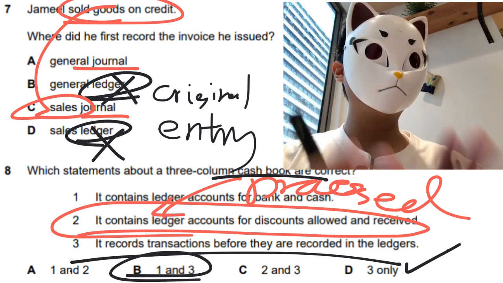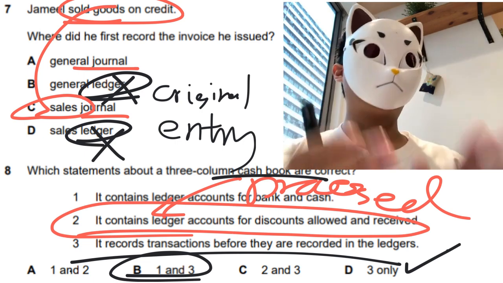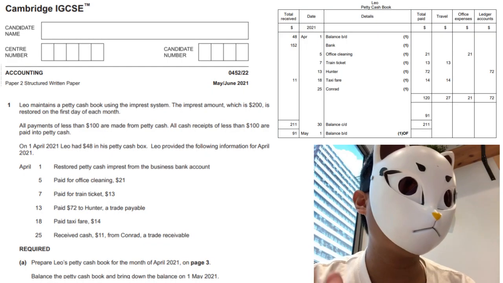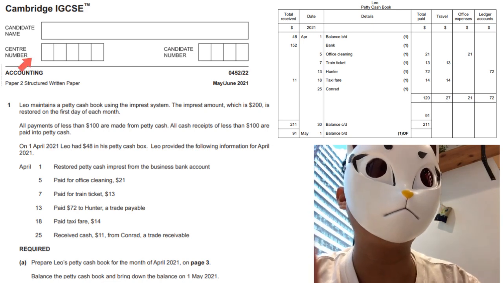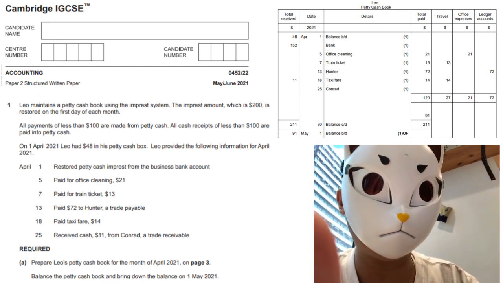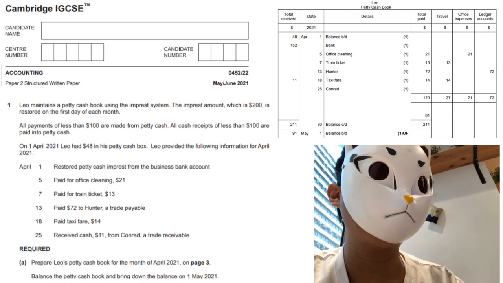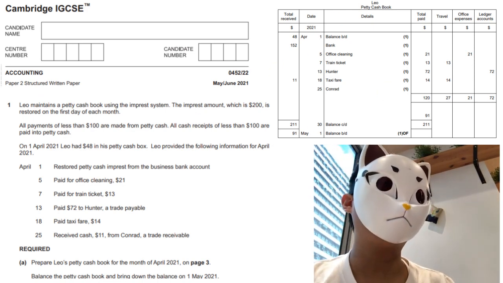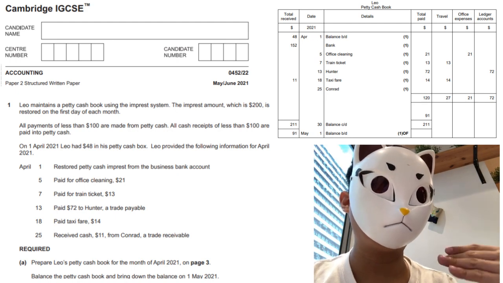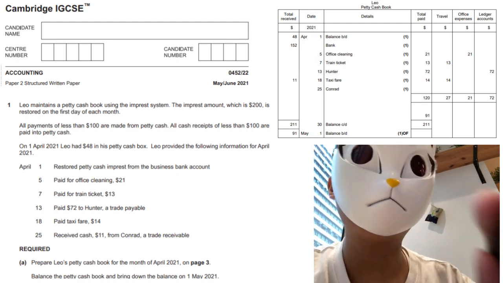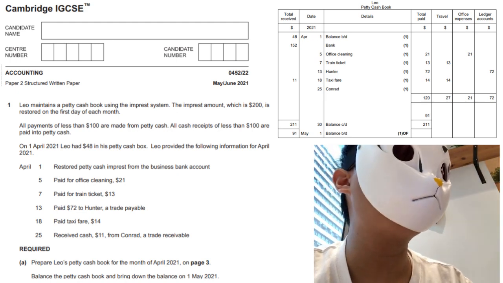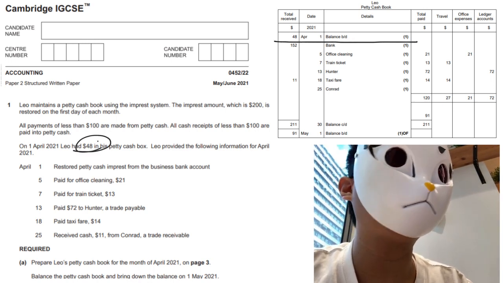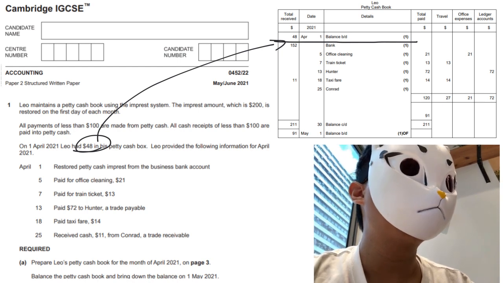Right now we are going to move on to paper 2, the structured questions. We will go through all the questions. Now I've put the question here along with the marking guidelines. Question 1A is related to petty cash. First of all, we start with the balance brought down. So you put the $48 on the left-hand side.